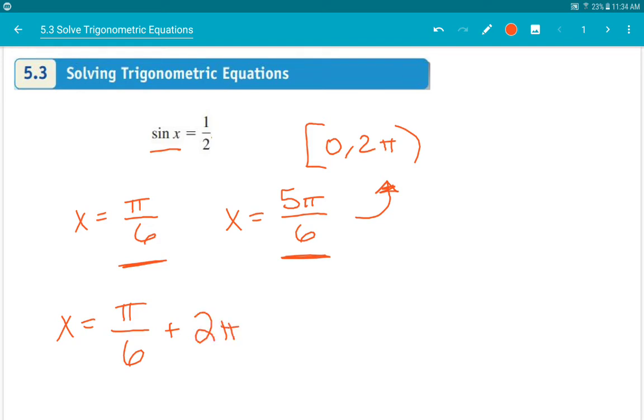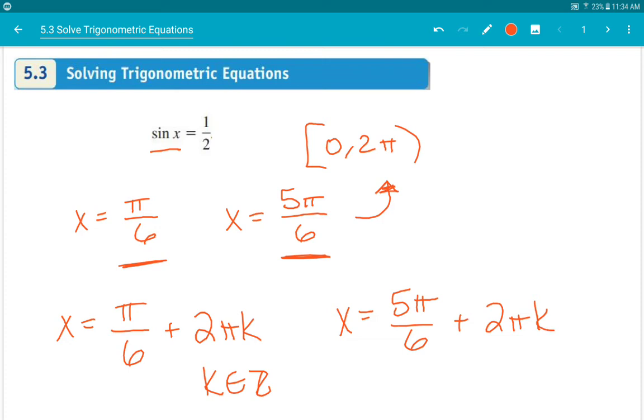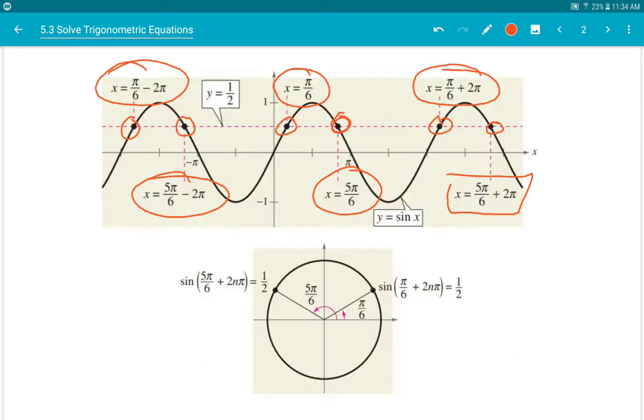k, where k belongs to Z, and here we're going to say 5 pi over 6 plus 2 pi k, where k belongs to Z. So that's going to be the solutions for this equation. Again, because they did not restrict us on a domain, but we know based on the unit circle that between 0 and 2 pi, these two are the solutions here. So, that's what we wanted to go with.